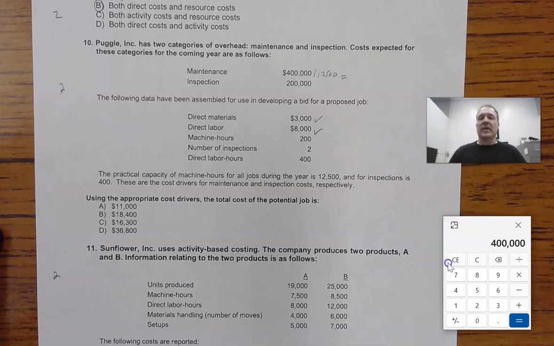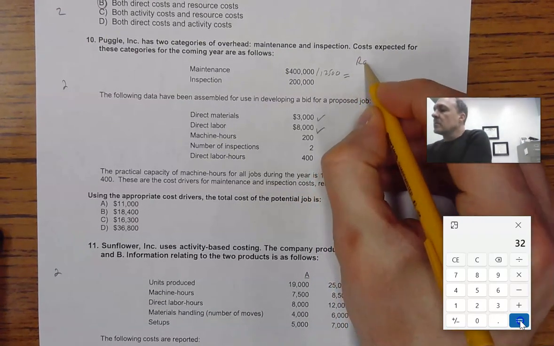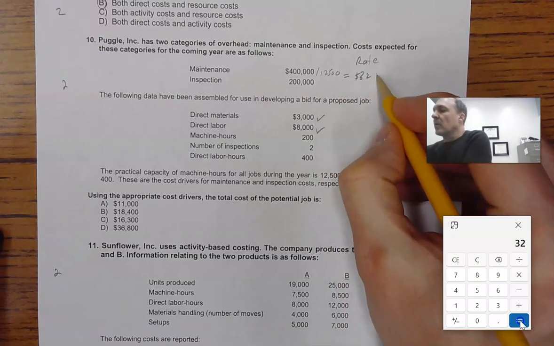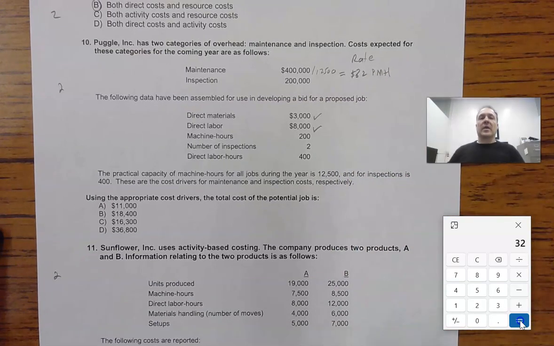So 400,000 divided by 12,500 gives us a rate of $32 per machine hour. Okay, and then we're going to do the exact same thing for inspections. This is going to be a much larger figure for the rate because we've got $200,000, but we're going to, for the year expected, being driven by 400 inspections.